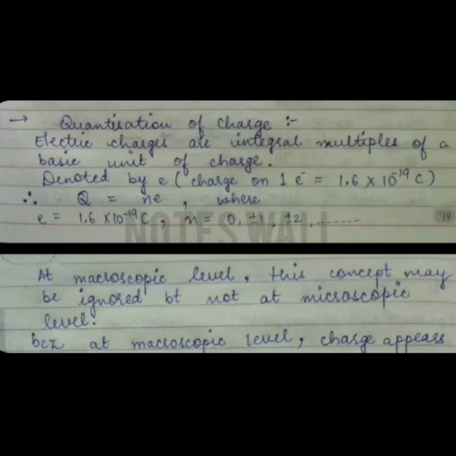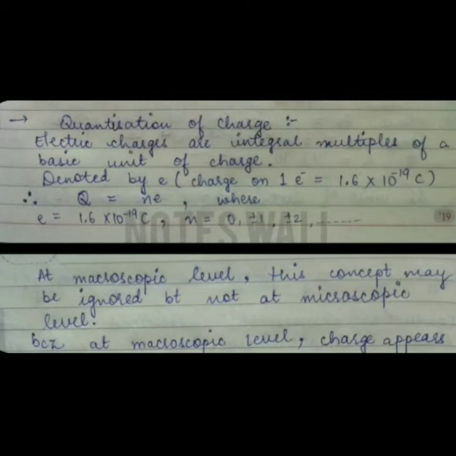When we have a huge amount of this, it appears to be continuous, but when we see small amounts or observe that carefully, then it comes to be discontinuous. So charges are also discontinuous and it is called the quantization of charge. And electric charges are always the integral multiples of the basic unit of charge, and the basic unit of charge is e. e is the charge on one electron, that is 1.6 × 10^-19 coulomb.